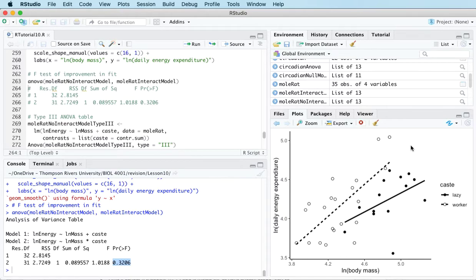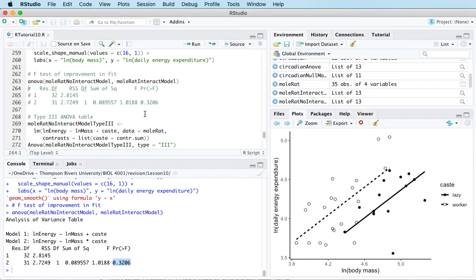So what we were speculating about in our graph was that there didn't appear to be a big difference going from one model to the other, and sure enough, this f-test is telling us that this model is sufficient. The no interaction model is sufficient. We don't need an interaction term.